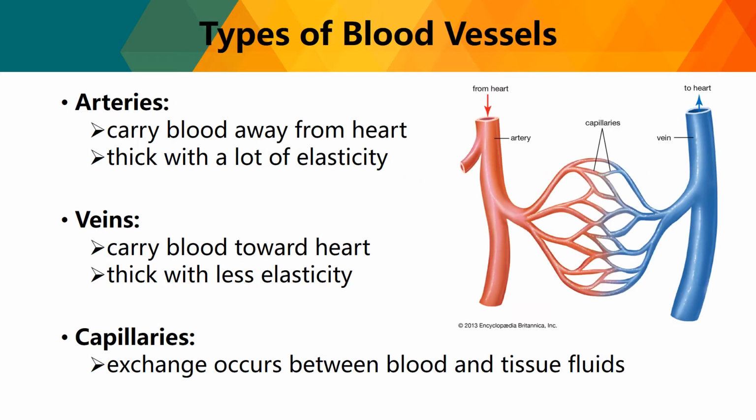Okay, so there are three types of blood vessels. First, you have your arteries. Your arteries carry blood away from the heart, and it is thick with a lot of elasticity. Next is your veins that carry blood towards the heart. It is also thick but with less elasticity. And then you have your capillaries, which is where exchange occurs between the blood and the tissue fluids.